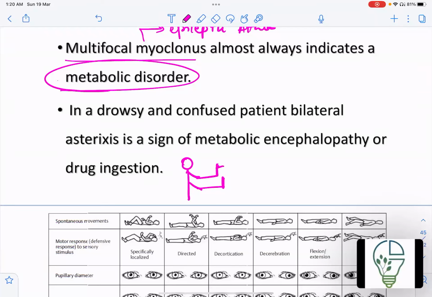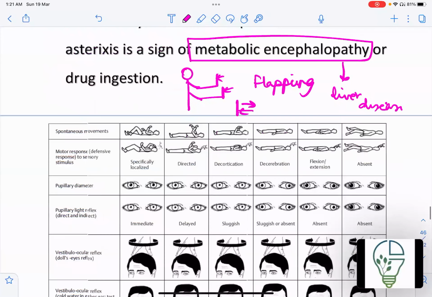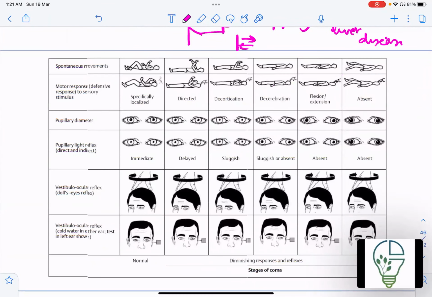And then you just push both the hands back, and then you'll see flapping, like to and fro. This will just go this way and this way, like flapping of the palm. So this is a sign of metabolic encephalopathy, and it usually indicates liver diseases. All right. So this table is a cumulative summary of all of the reflexes.